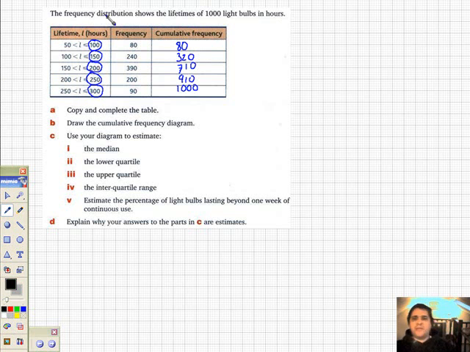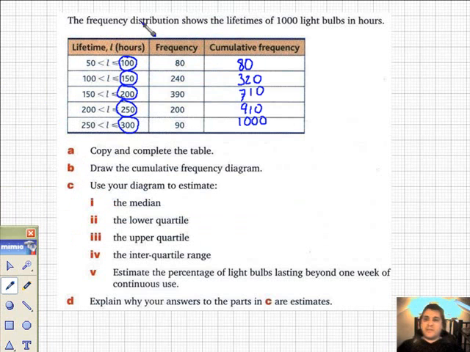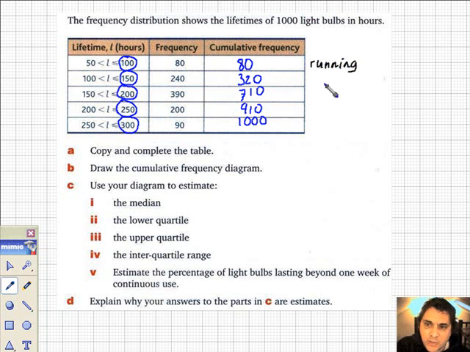We've got the frequency distribution of the lifetimes of 1,000 light bulbs in hours. So we've got 50 to 100, 80 of them, 100 to 150 hours worth of lifetime, 240, etc. Now look how cumulative frequency was calculated. It's really a running total. So if I write the words running total here, that'll give you an idea in common speech of what a cumulative frequency actually is.